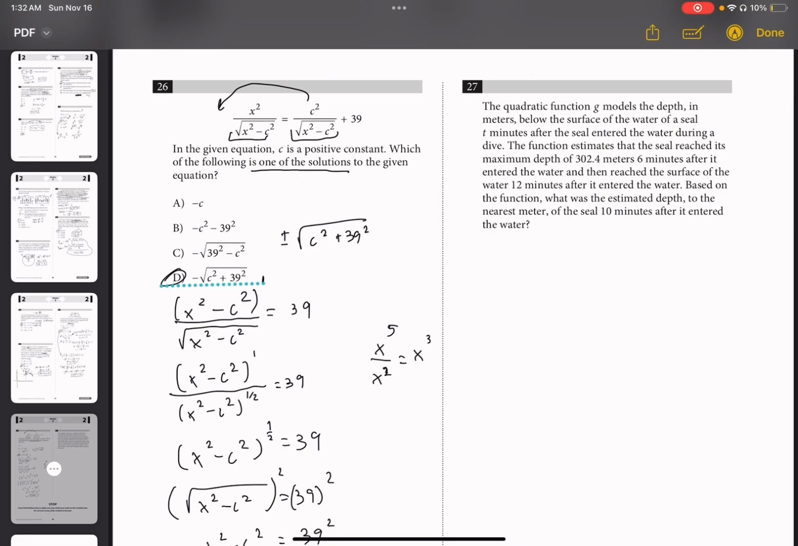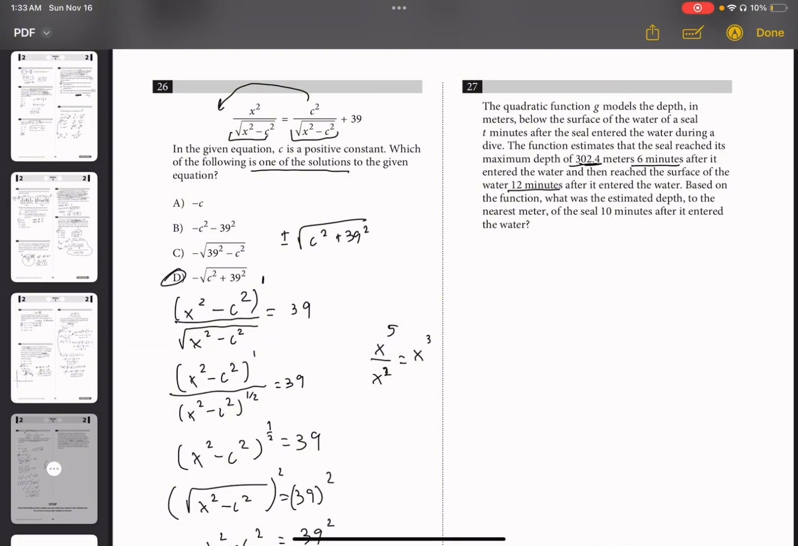So we have the quadratic function g that models the depth in meters below the surface of the water of a seal t minutes after the seal enters the water during a dive. The function estimates that the seal reaches its maximum depth of 302.4 meters 6 minutes after it enters the water, and then reaches the surface of the water 12 minutes after it enters the water. So 302.4 is the maximum depth, 6 minutes after, and then at 12 minutes it reaches the surface again. Based on the function, what is the estimated depth, to the nearest meter, of the seal 10 minutes after it entered the water?